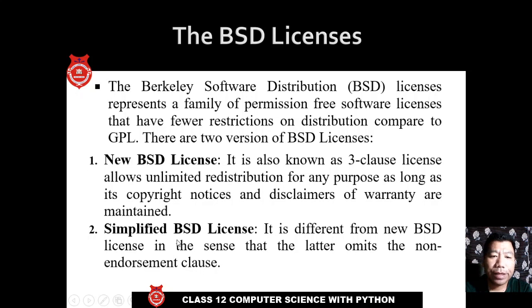All right. Another one is the simplified BSD license. It is different from the new BSD license in the sense that the latter omits the non-endorsement clause. Okay. The non-endorsement clause is omitted in the simplified BSD license. Non-endorsement means the warranty or the disclaimer can be removed. Okay, it can be omitted under the simplified BSD license. You can redistribute it any number of times with copyright notices.